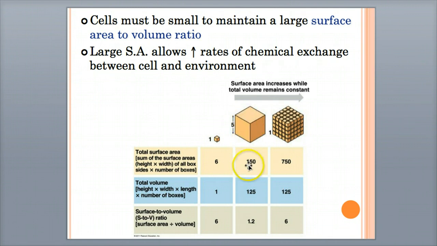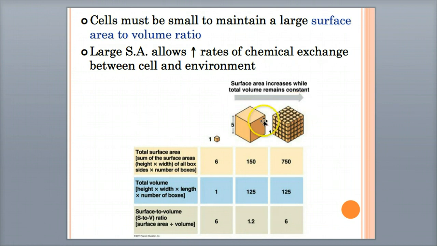The total surface area is 150 if I measure it all. But this one, even though it's sort of the same size, is folded and has all these tiny boxes, and it has a total surface area of 750. Both of them, if you look at them, are the same box, so they both actually have the same volume. But the surface to volume ratio is 6 for this one when the other is only 1.2.